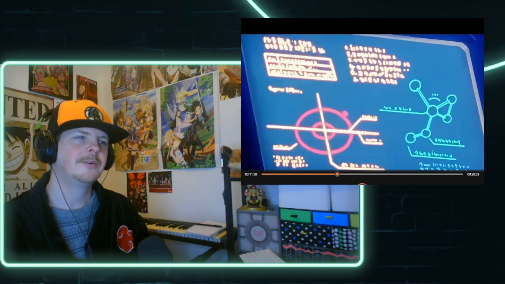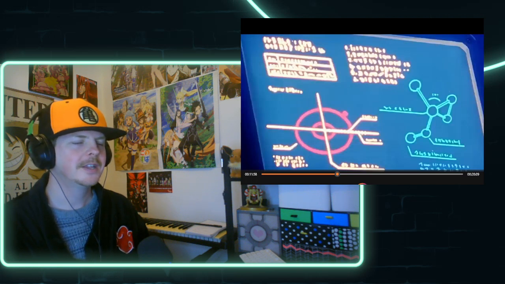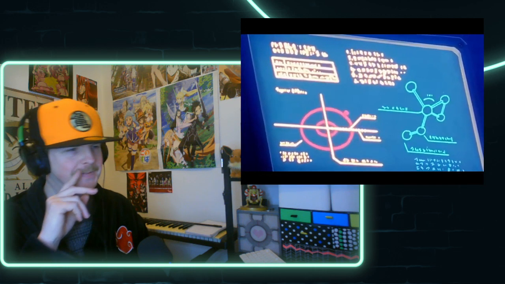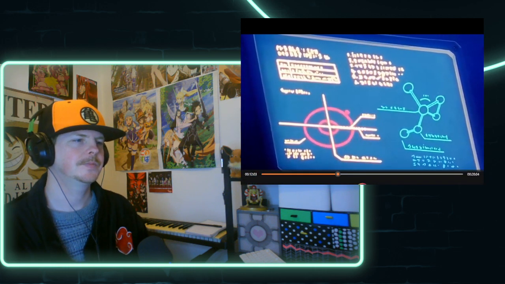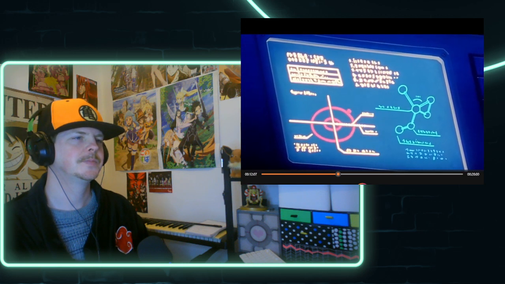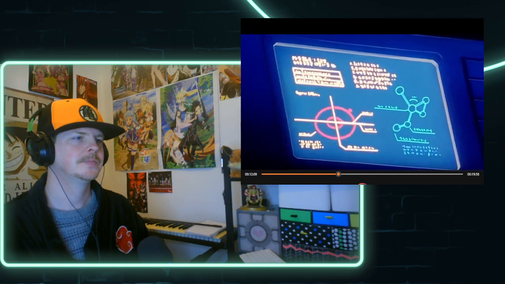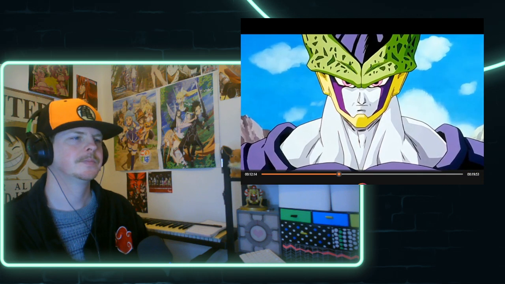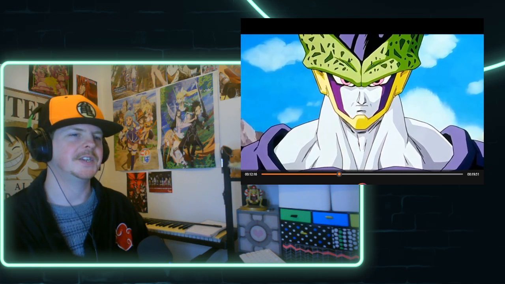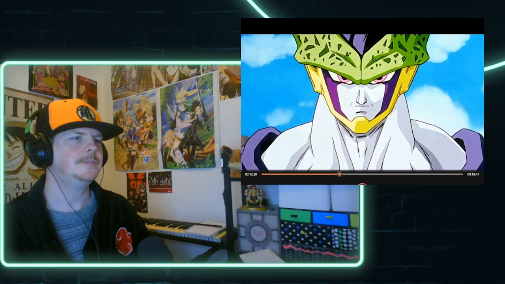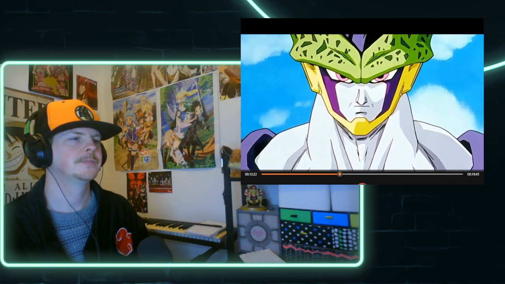Once the data was implemented into the code of Cell, the AI began to activate and learn more and more about its purpose. Gero programmed Cell with two primary objectives: to become perfect and to kill Son Goku. Becoming perfect was a priority, and he could do it by absorbing 17 and 18 into his body. He was obsessed with doing this.